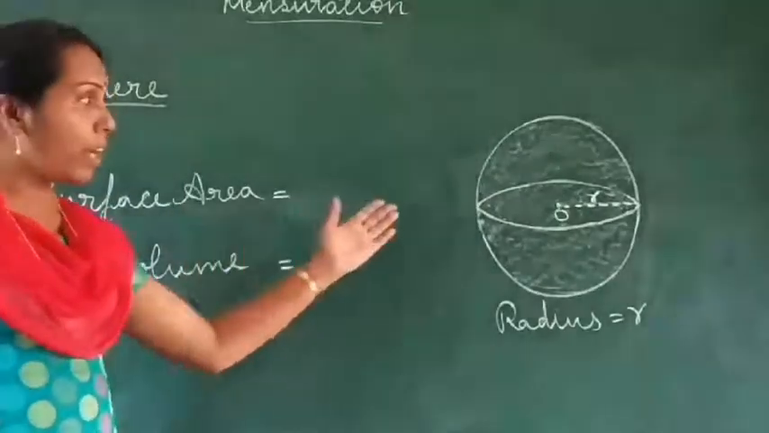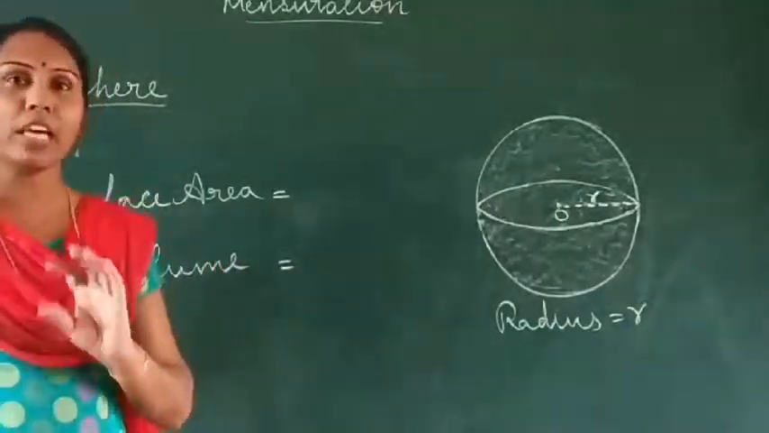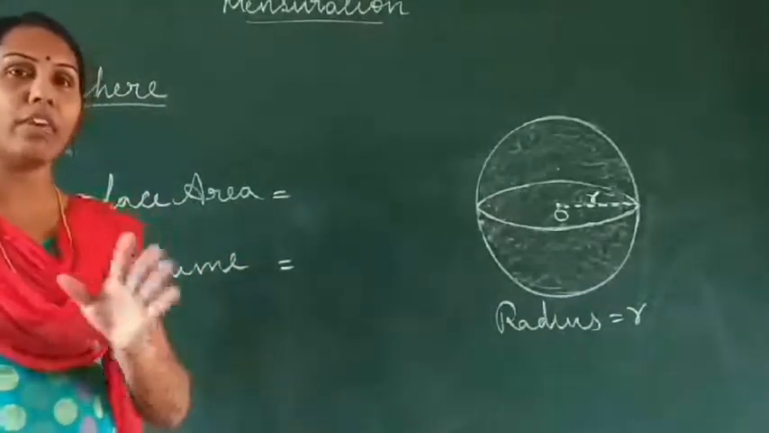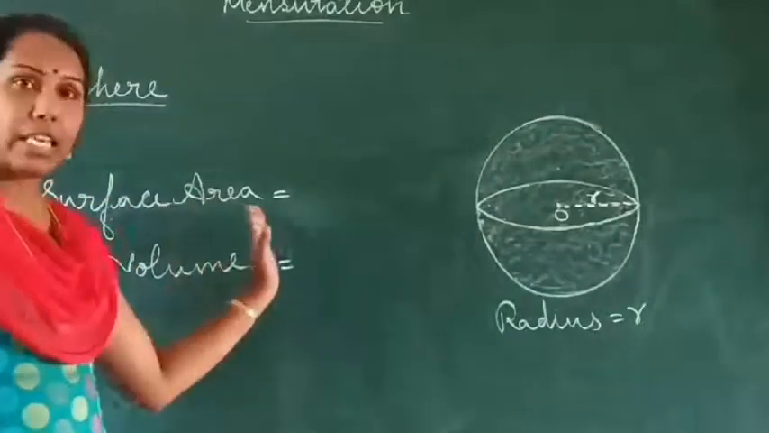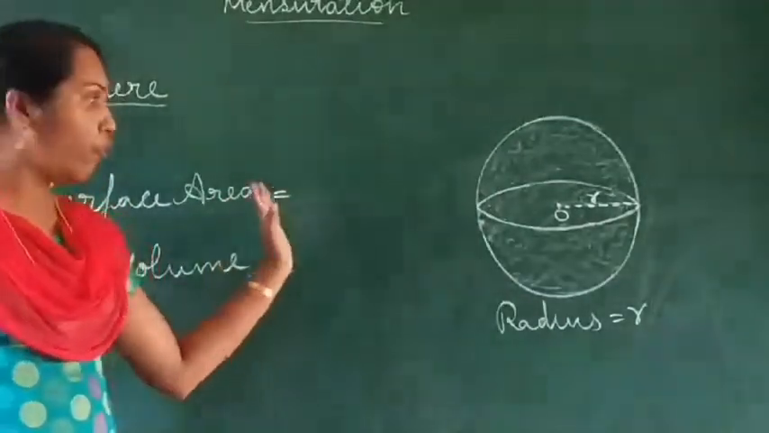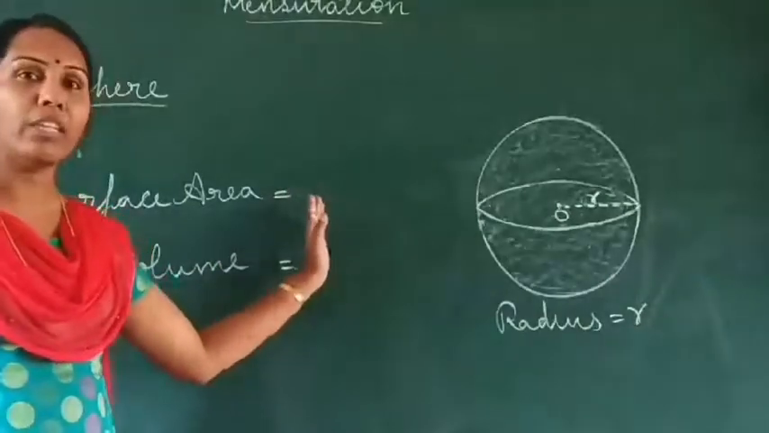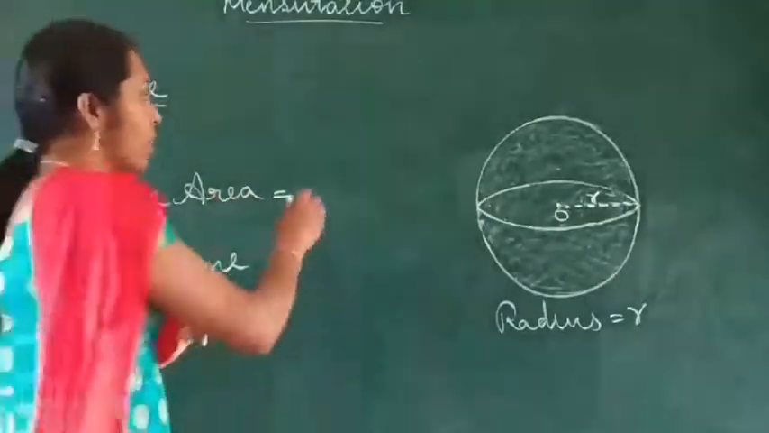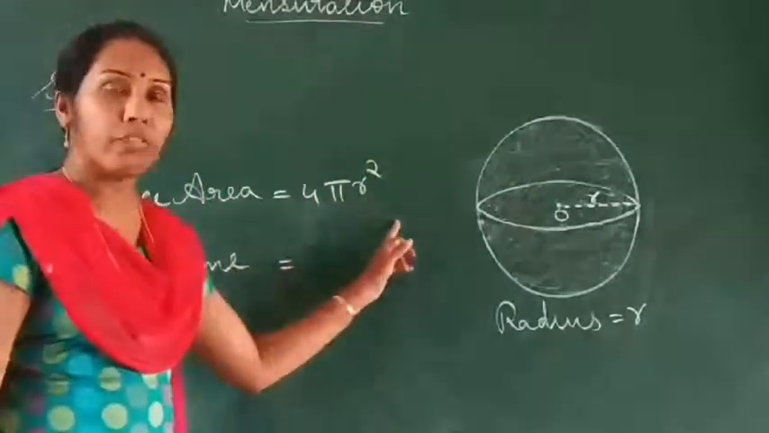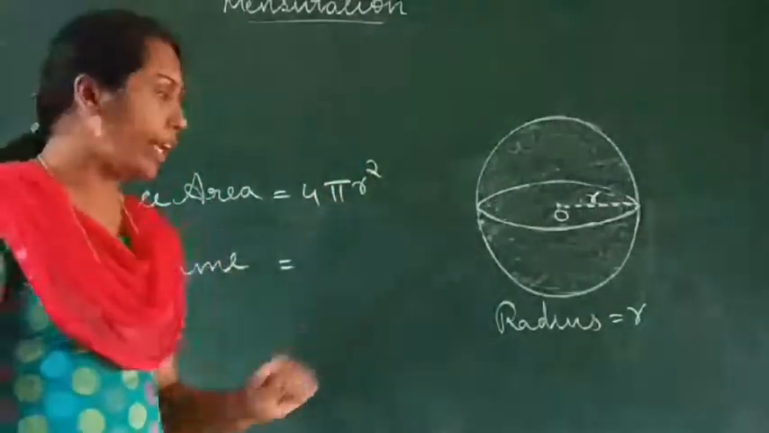We know that a sphere has only one surface, it is a curved surface, so there is nothing like a curved surface area or total surface area. We have to only find out the surface area. So surface area of a sphere with radius r is equal to 4 times the area of a circle with radius r. So that is equal to 4 into pi r square. 4 pi r square is the surface area of a sphere with radius r.